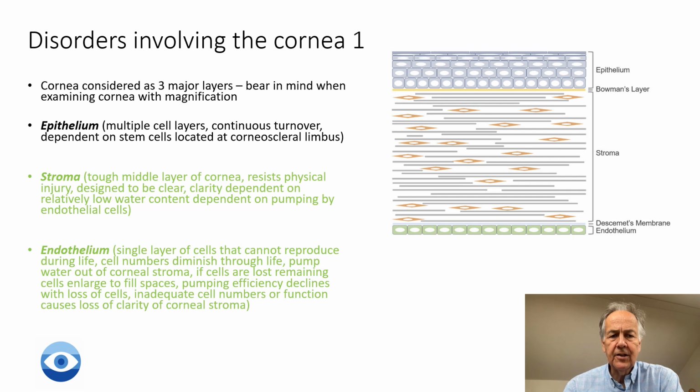These layers may be targeted in surgical replacement of corneal components by full thickness or lamellar corneal transplantation. The epithelium is the surface layer facing the air and consists of multiple layers of cells with continuous turnover and shedding. Health of the corneal epithelium depends on stem cells at the corneoscleral limbus.